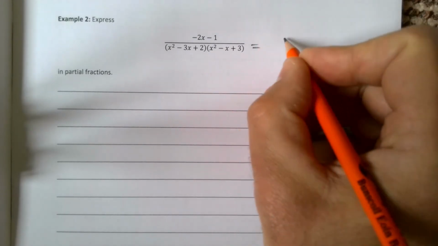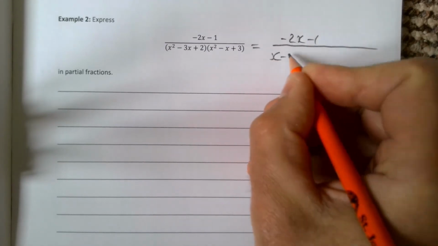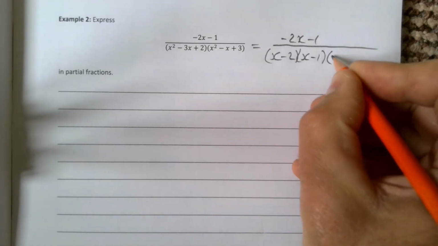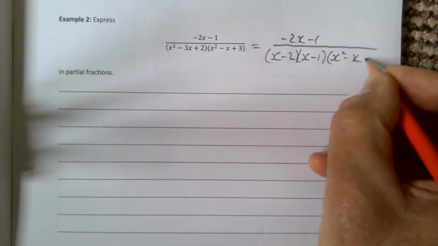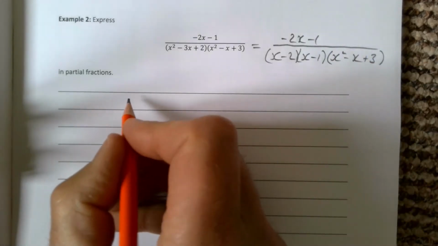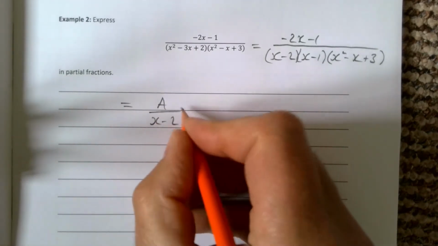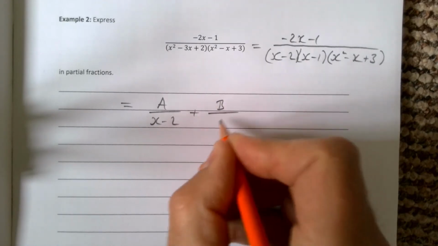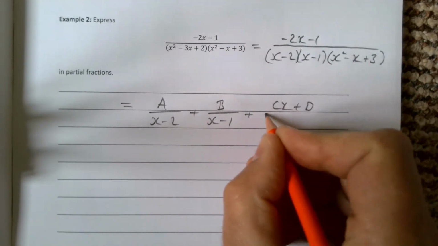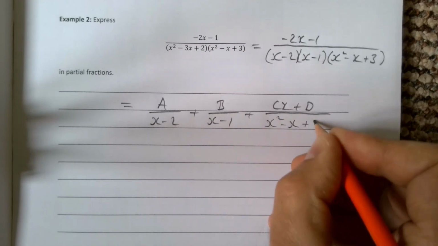Again, I'll do a wee cheat here. That's the same as minus 2x minus 1 all over (x minus 2)(x minus 1)(x squared minus x plus 3). So how are we going to write this in terms of our partial fractions? That's going to be A over x minus 2 plus B over x minus 1 plus (Cx plus D) all over x squared minus x plus 3.